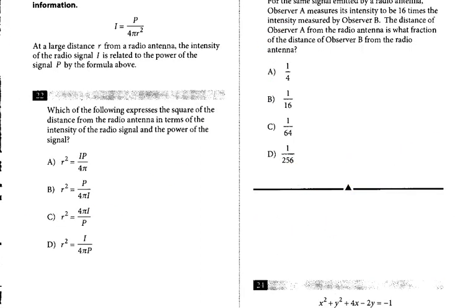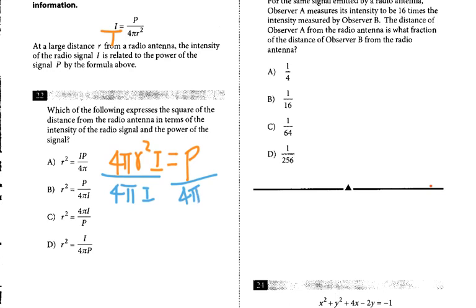For 22, basically we're looking for the r squared. And we do the cross multiply first. I get 4 pi r squared times I equals P. Then I divide by 4 pi I on both sides. Then we cancel. Then r squared will be P over 4 pi I.